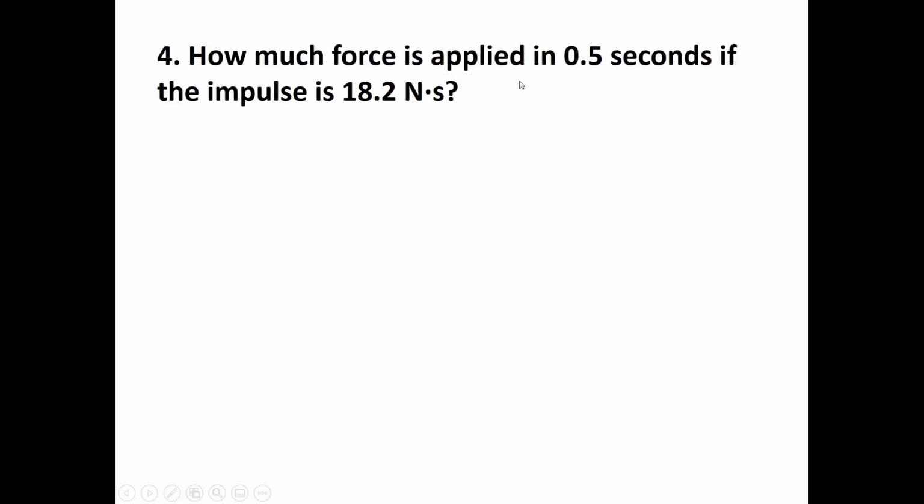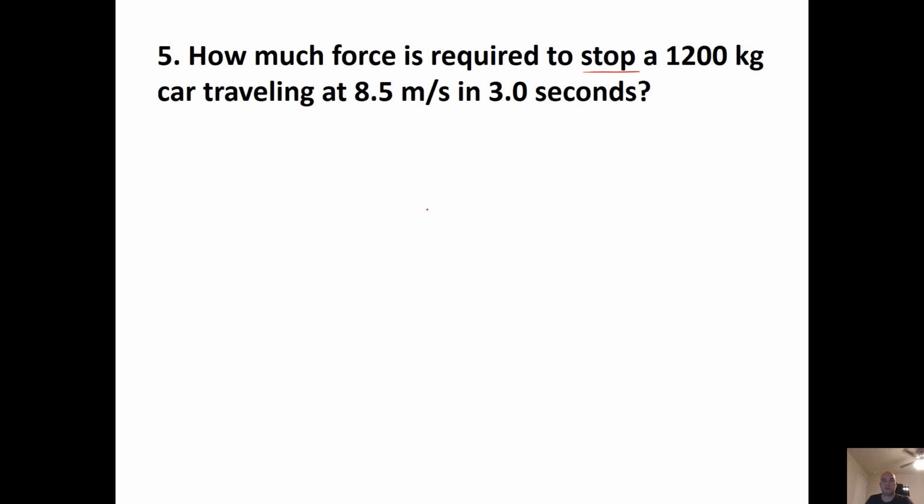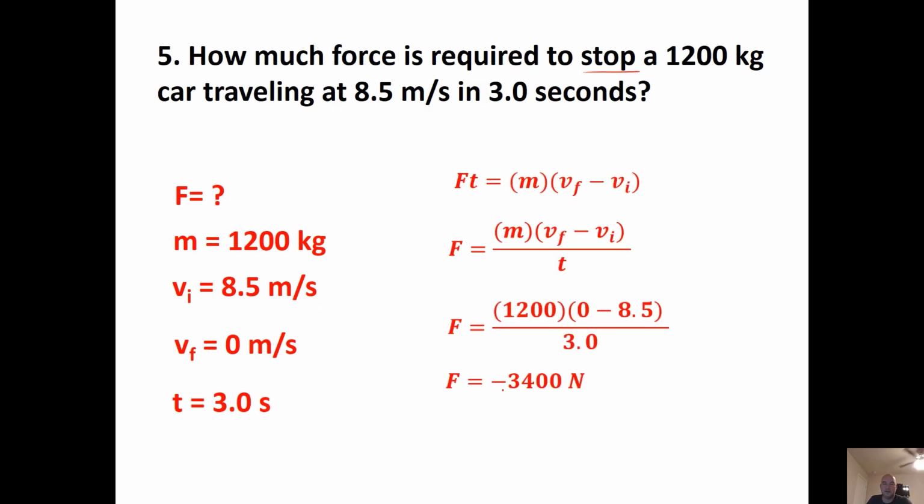How much force is required to stop a 1,200 kilogram car? So watch it stop. It's going to have a final velocity of 0, traveling at 88.5 meters per second in 3 seconds. So this is all the information I get from this problem. And when I get my answer, I'm going to get negative 3,400 newtons, or 3,400 newtons backwards to stop the object.